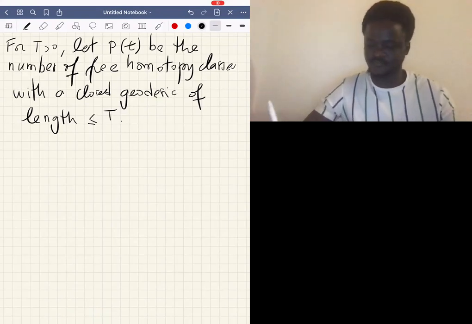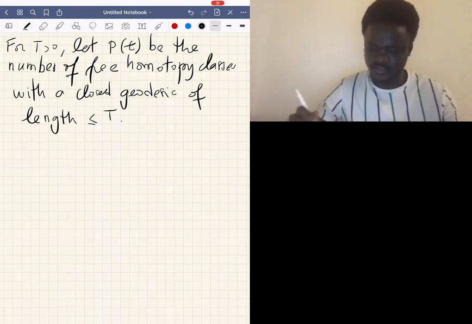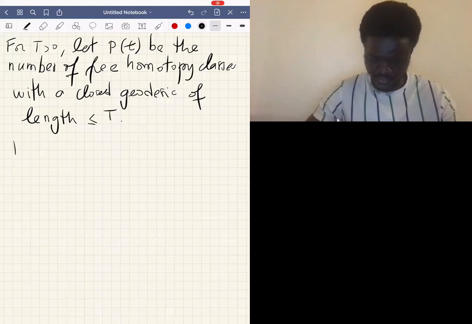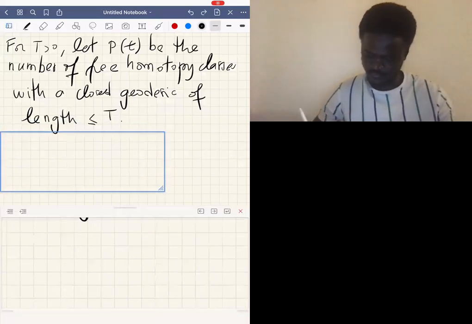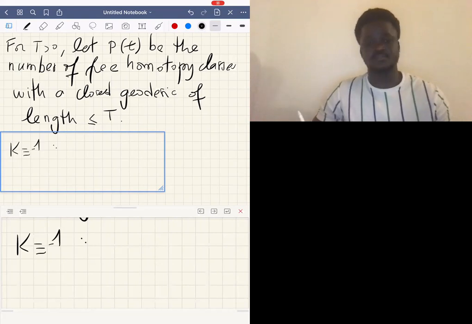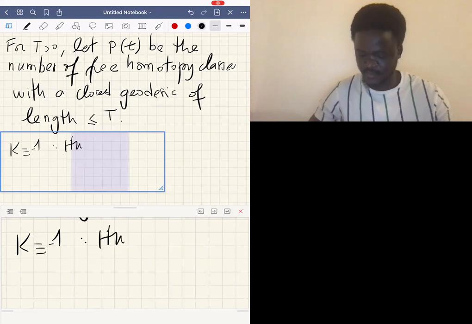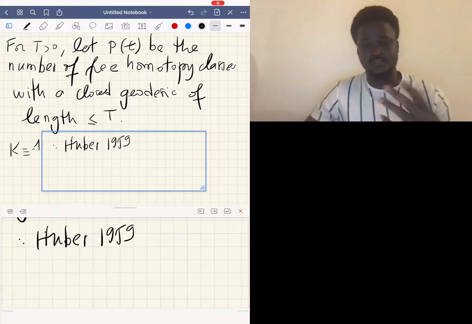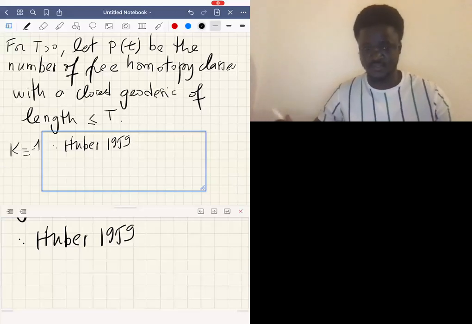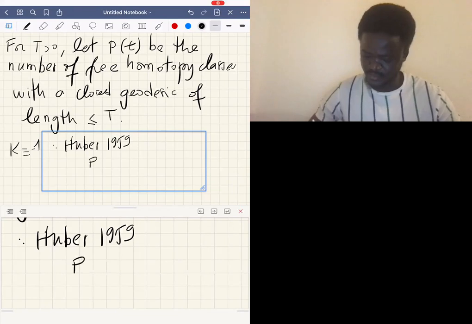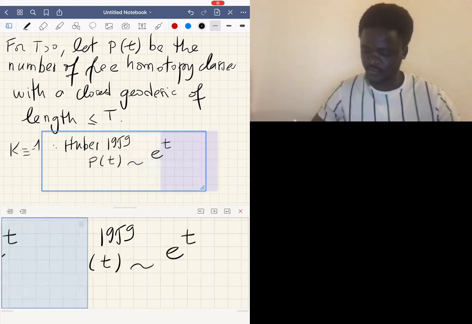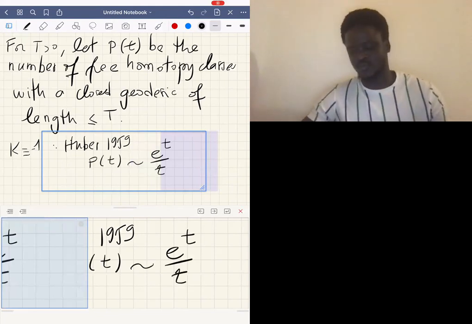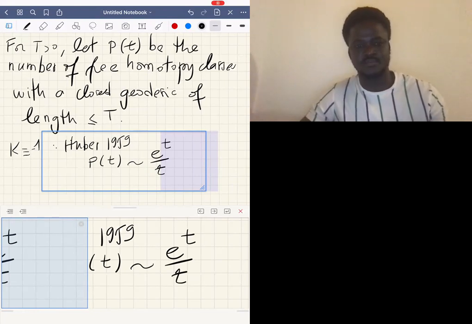So there is this very old result. For instance, in this setting of surfaces, when the curvature is constant, K equals negative one, there is this very well known, standard result of Huber, from 1959, that this number of closed geodesics, P(T), is asymptotic to e^T over T. This is also called the prime geodesic theorem by some people.